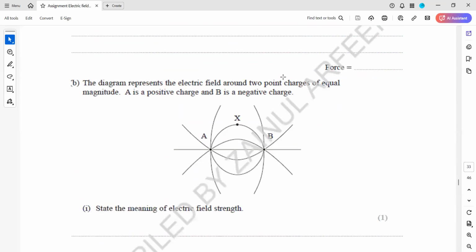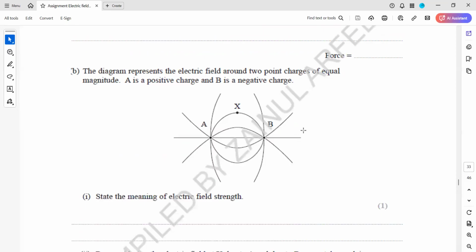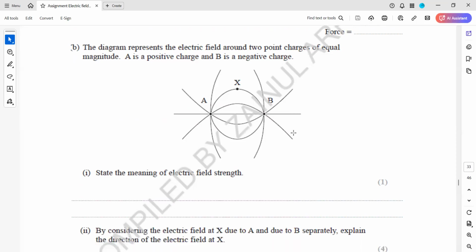The diagram represents the electric field around the 2 point charges. A is a positive and B is a negative charge. State the meaning of electric field strength. The term electric field strength refers to the force experienced by a unit charge. To be more specific, electric field strength is the force acting on a unit positive charge, because the direction of the electric field is always the direction in which a positive charge experiences a force. That is known as the electric field strength.